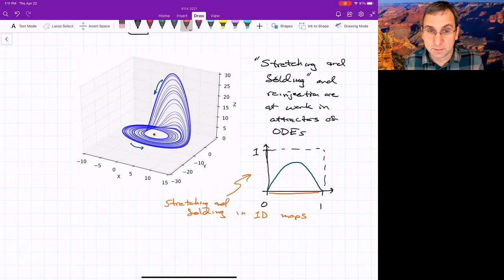We'll look at another system that shows this. It's more careful than the pastry map. We're going to call it the baker's map.